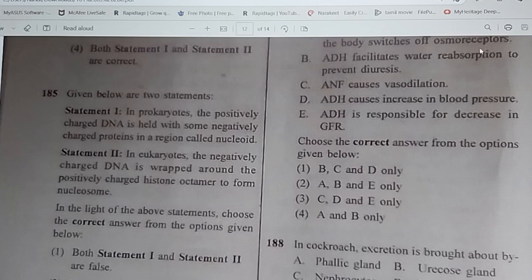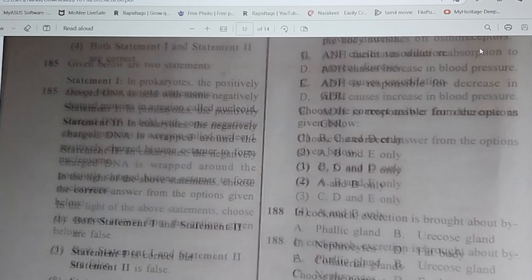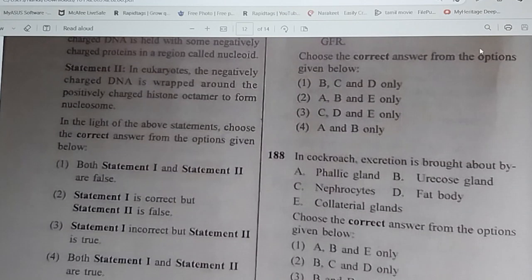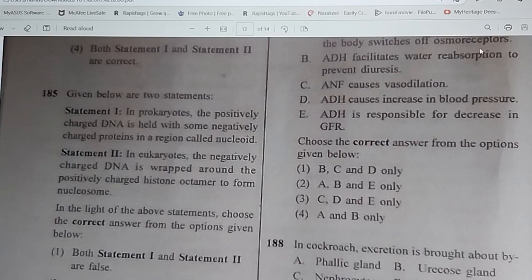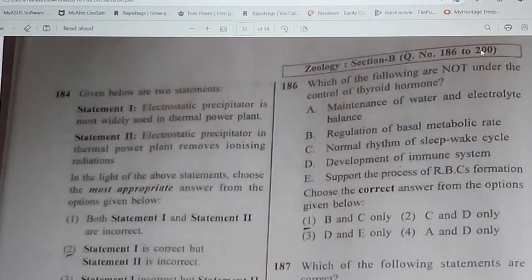In prokaryotes, positively charged DNA, of course DNA is negatively charged, so the statement is wrong. In eukaryotes, negatively charged DNA is wrapped around positively charged histone octamer to form nucleosome, which is correct. So statement 1 is wrong, statement 2 is correct, that is option C. For 185, option C.